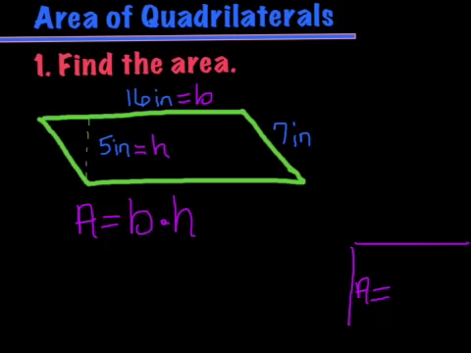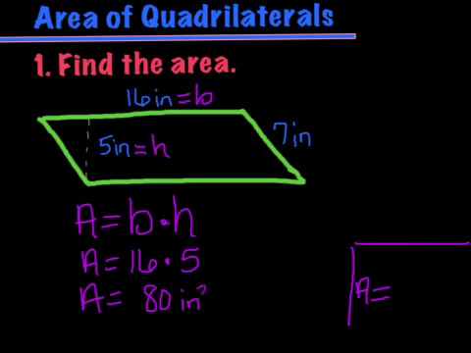That's our height. So all we have to do is plug in our base, which is 16, and our height, which is 5. Multiply those together, and that gives us 80. Okay, we're talking about area, so it would be 80 square inches. So 80 inches squared. That would be our answer. So we just found the area of our parallelogram. Base times height.